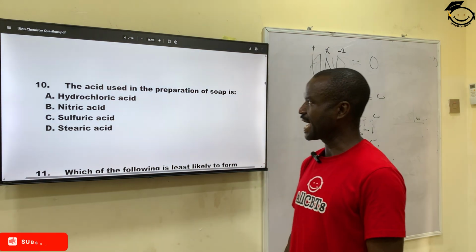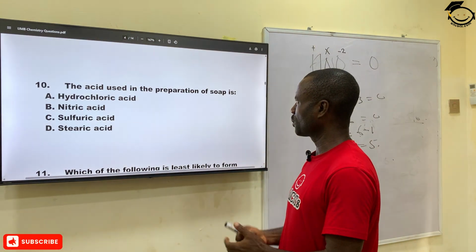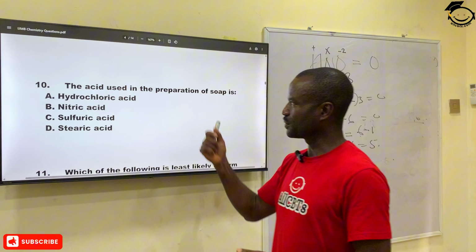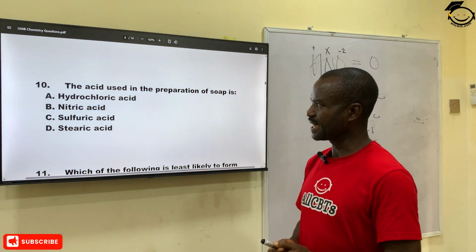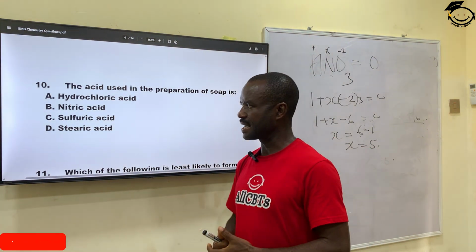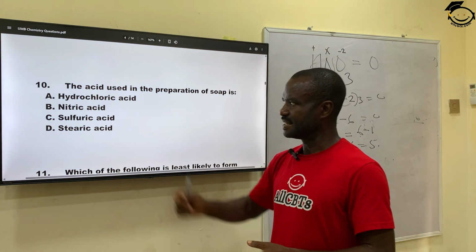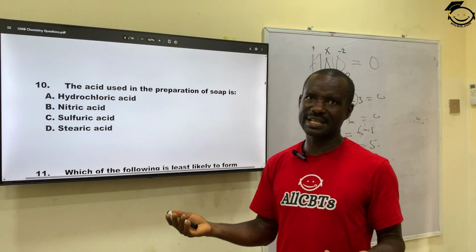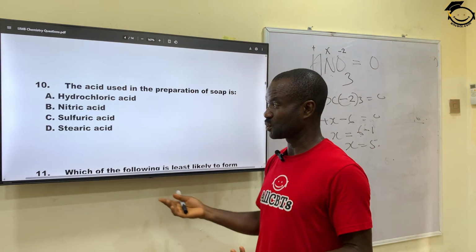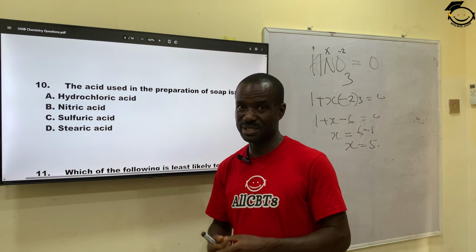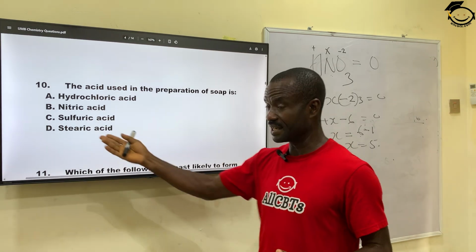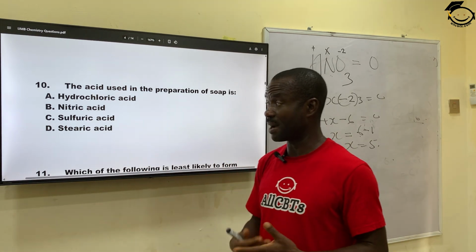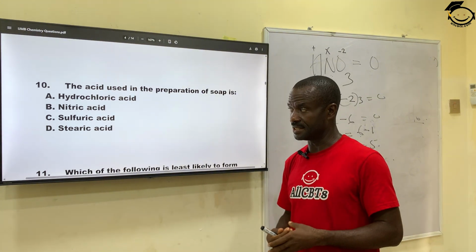Question 10. The acid used in the preparation of soap is: A, hydrochloric acid, B, nitric acid, C, sulfuric acid, D, stearic acid. The first three are inorganic acids. Inorganic acids are not used in preparation of soap, but rather we use stearic acid, which is the only organic acid. And stearic acid can be gotten from our vegetable oil. So the correct answer is D.